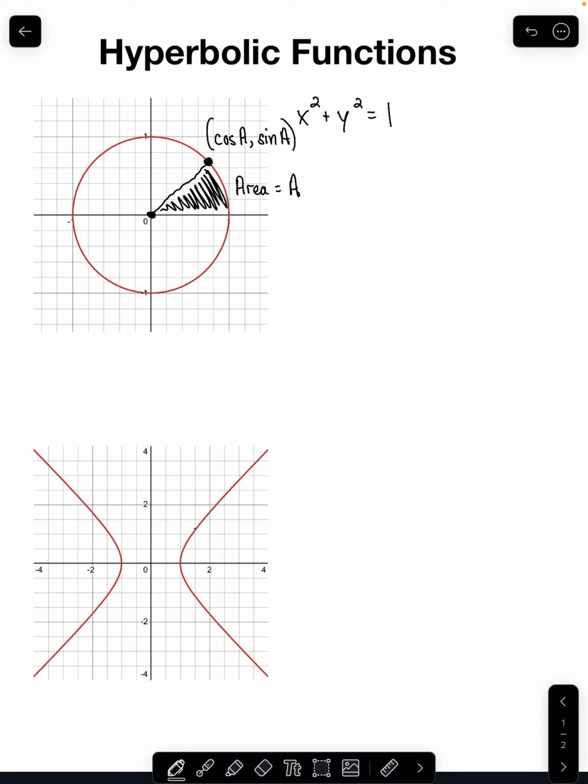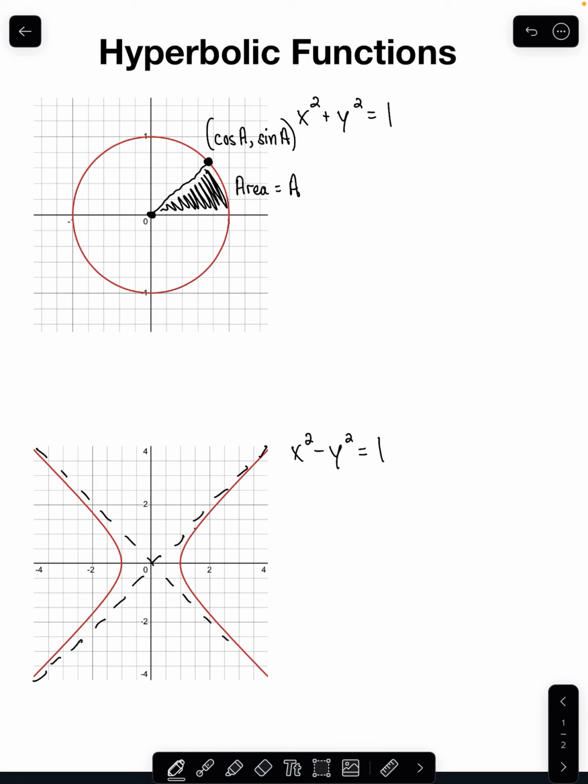If we take that same approach, but with a slightly different equation, x squared minus y squared is equal to 1, that slight change in the equation produces a very different graph known as a hyperbola. The hyperbola observes two asymptotes. In this case, they are diagonal, specifically the diagonal lines y equals x and y equals negative x.